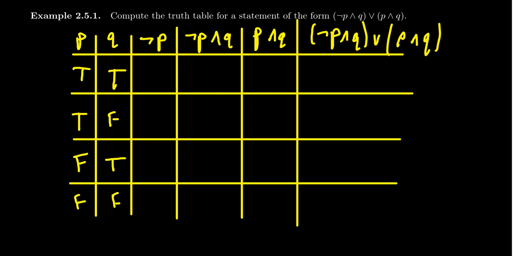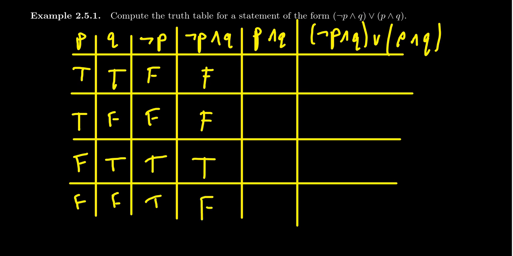Not P is pretty easy. Just switch the sign of P. So false, false, true, true. For not P and Q, remember, you're now looking at these columns right here. Whenever you have a false, that makes it false. So you have a not P is false. They're both false right here. In this case, they're both true, and in the last case, they're false, like so.